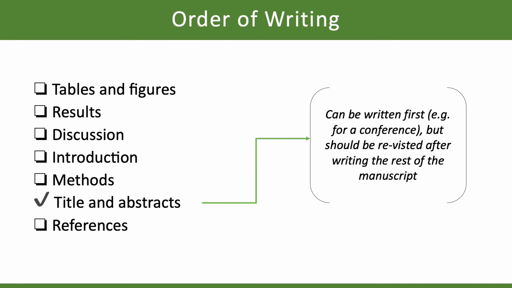If you're writing an abstract for a conference, it will be written before the manuscript is written. However, if you're writing an abstract for a manuscript, most of the time, the title and the abstract should be written after the manuscript is written so that the abstract can summarize everything in the manuscript. Here we can see the recommended order of writing of different parts of a manuscript.